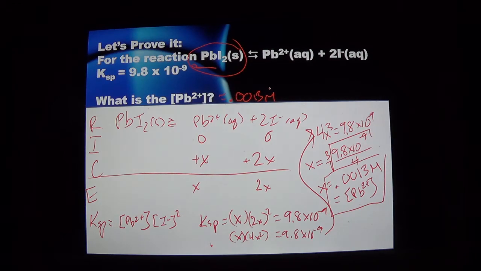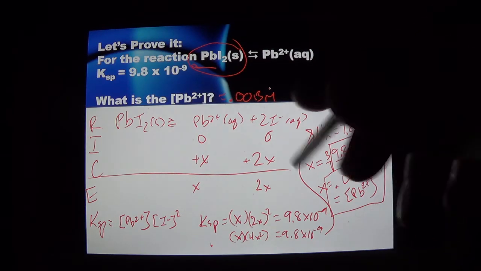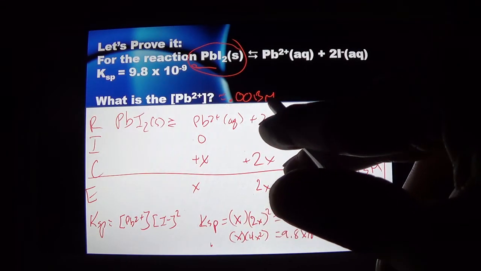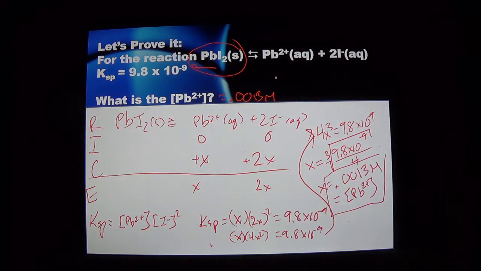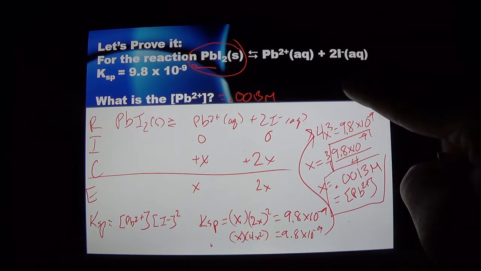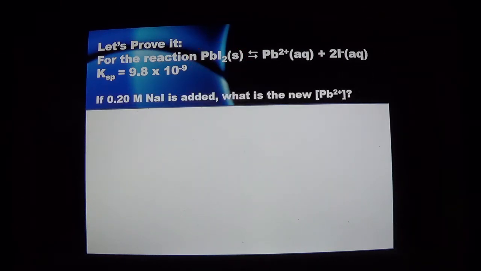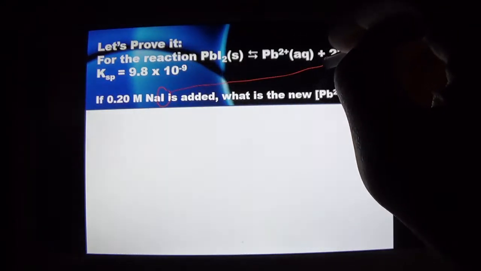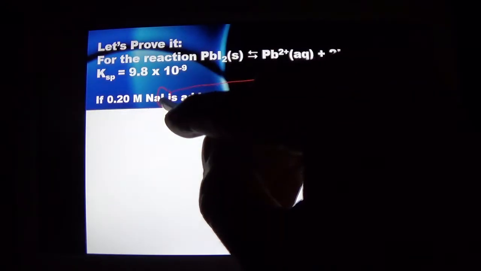So I could throw in as much lead iodide as I want, and about the only amount that will dissolve is 0.0013 moles per liter. So a very, very small amount of it will actually dissolve. But what we want to investigate is what happens when I add a common ion, when I add some sodium iodide. Now you need to recognize a common ion. That's how you recognize it. You see the same ion there.